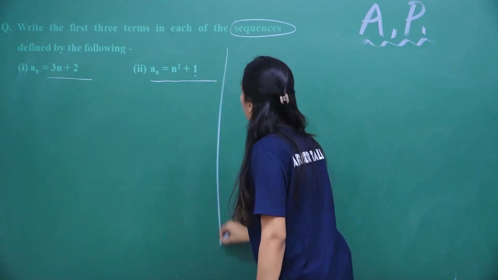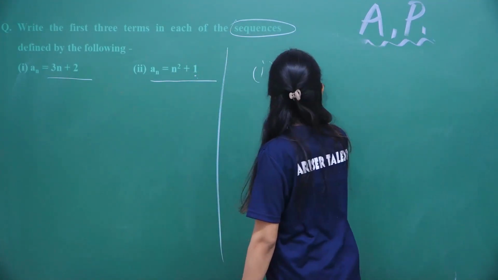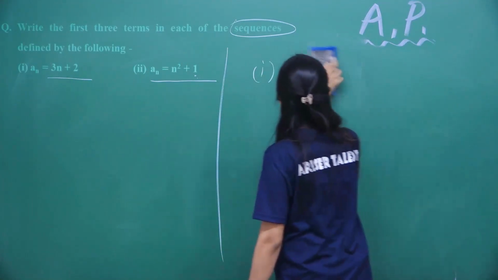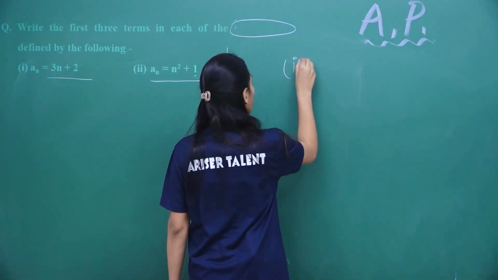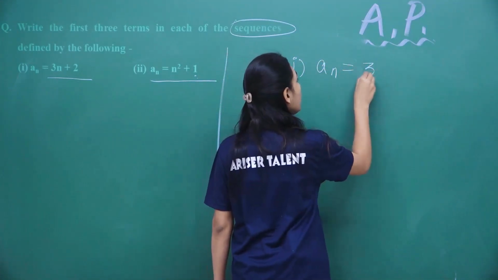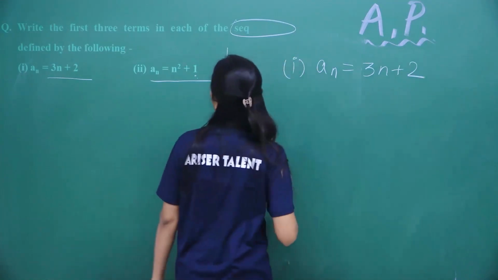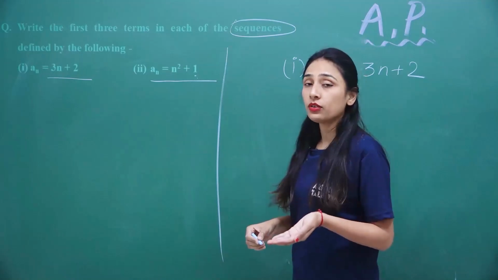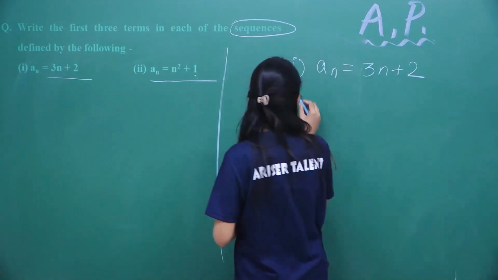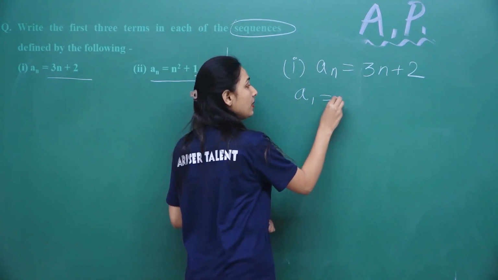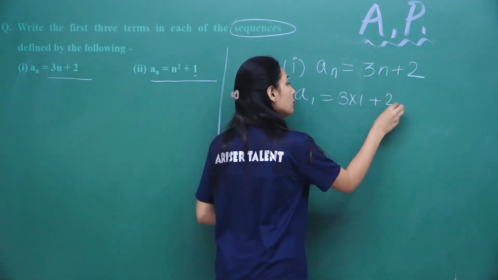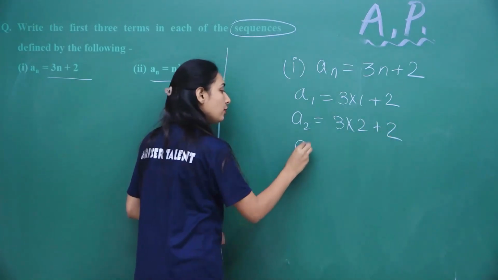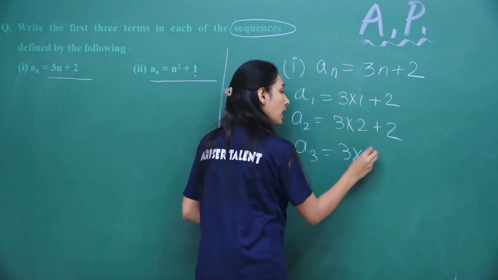So, if we talk about the first one, an equals 3n plus 2. We have to write the first three terms. That means put n equals 1, 2 and 3. If you put n equals 1, a1 will be 3 multiplied by 1 plus 2. a2 will be 3 multiplied by 2 plus 2, and a3 will be simply 3 multiplied by 3 plus 2.